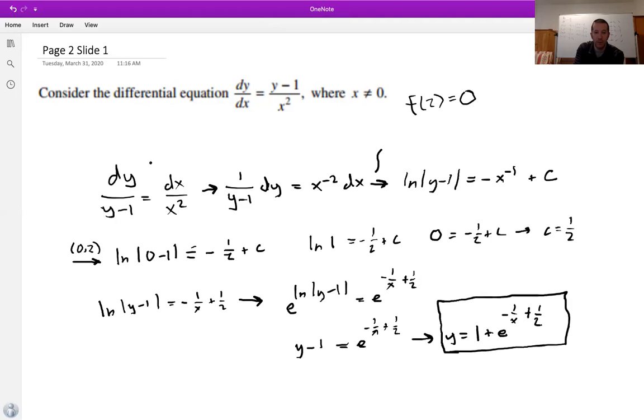Let me quickly review the steps. I separated variables here. Then I rewrote these two terms so I could take the integral more easily. Then I took the antiderivative of both sides, making sure to include the plus c. Then I used my given point, my initial condition, f of 2 equals 0, to find c. I ended up with c as 1/2. I went back to my original integrated expression, plugged that 1/2 back in for c, and then solved for y. In this case, you had to exponentiate and then add 1 to both sides, and then this is the answer.